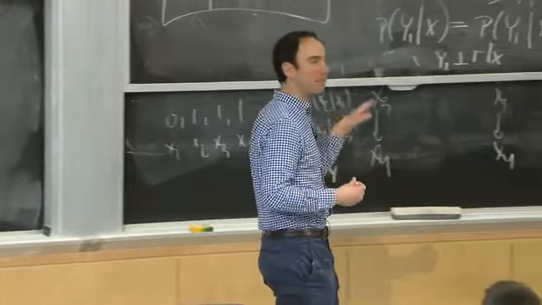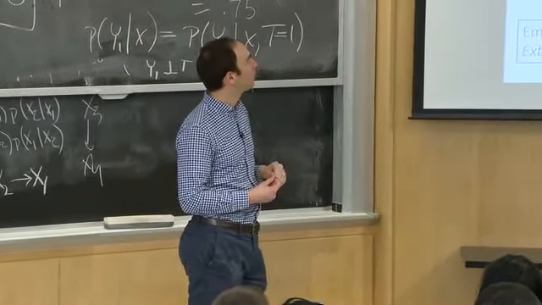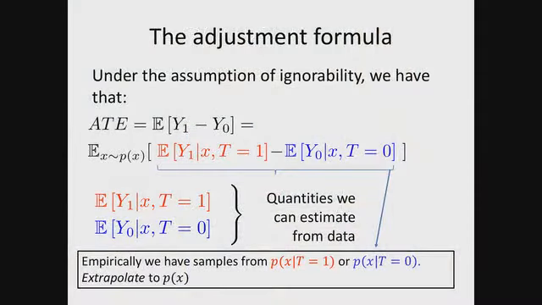So I'm going to leave this slide up for just one more second to let it sink in, see what it's saying. We started out from the goal of computing the average treatment effect, expected value of y1 minus y0. Using the adjustment formula, we've now gotten to an equivalent representation, which is an expectation with respect to all individuals sampling from p of x of expected value of y1 given x comma t equals 1, expected value of y0 given x comma t equals 0. For some of the individuals, you can observe this, and for some of them, you have to extrapolate.